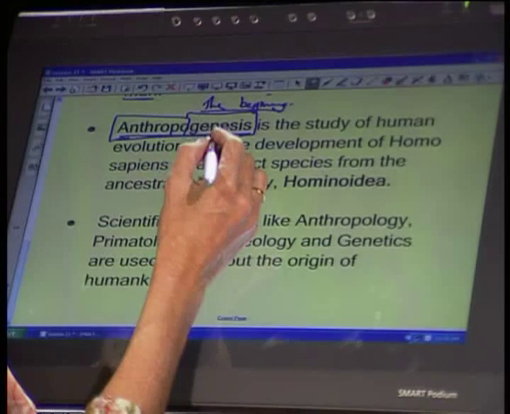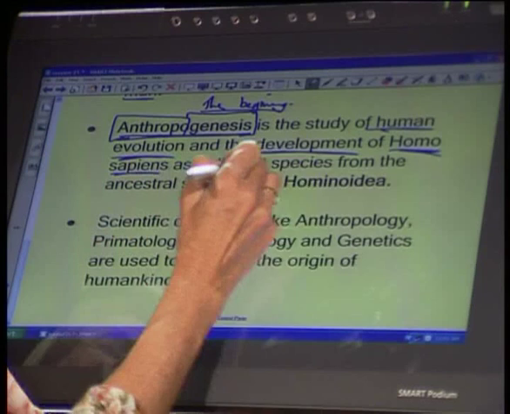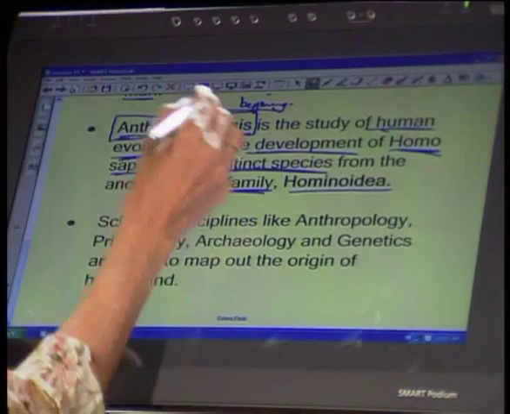So anthropogenesis is the study of human evolution and the development of Homo sapiens, that's us, okay, as a distinct species from the ancestral superfamily. Now remember, it's a superfamily, Hominidae. Right. So that's anthropogenesis. Where did we originate from? Well, we originated from here and there and everywhere. And we've got all the different theories and all the different versions. All right. Here, these guys say, based on fossils, this is what we can see.